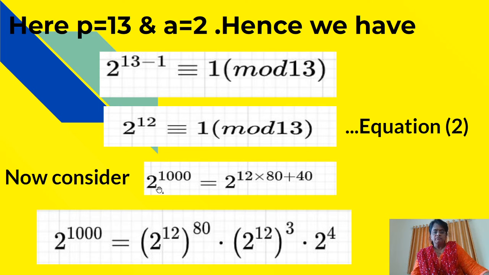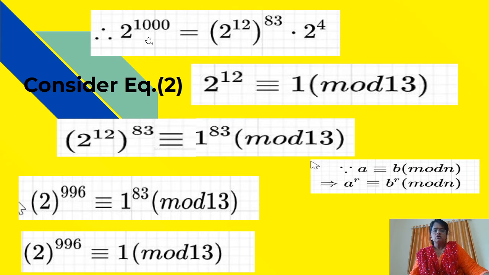Now consider 2 raised to 1000, which can be written as 2 raised to 12 into 80 plus 40. It means that 2 raised to 1000 is equal to (2 raised to 12) bracket raised to 80 into (2 raised to 12) bracket raised to 3 into 2 raised to 4. And therefore 2 raised to 1000 is equal to (2 raised to 12) bracket raised to 83 into 2 raised to 4.